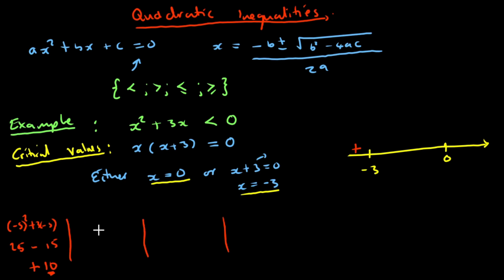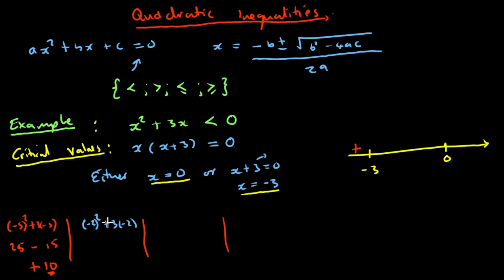Okay, let's pick another value from in between the critical values right here. We need a value. Okay, we can take -2. -2 is found right here. That's the second portion. So I'm going to calculate using that. That's saying (-2) squared plus 3 times -2.